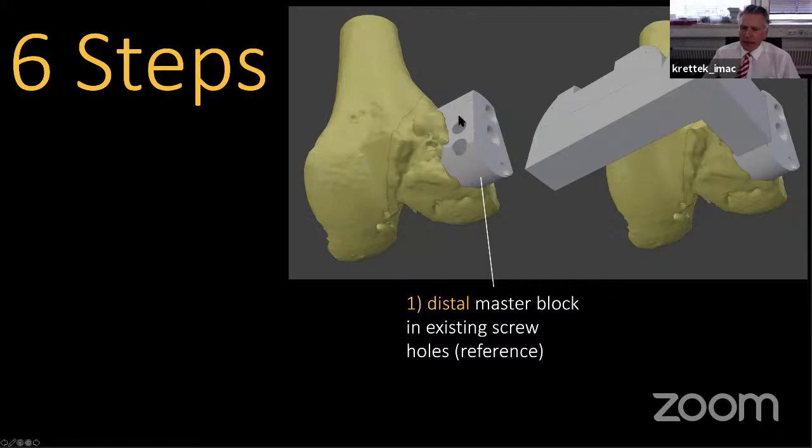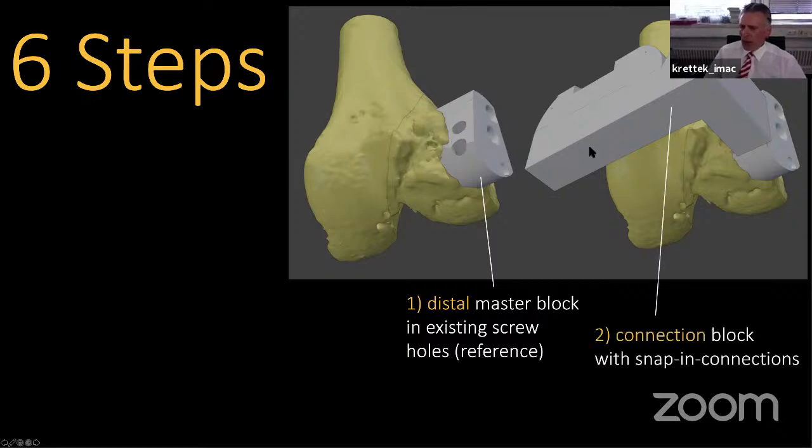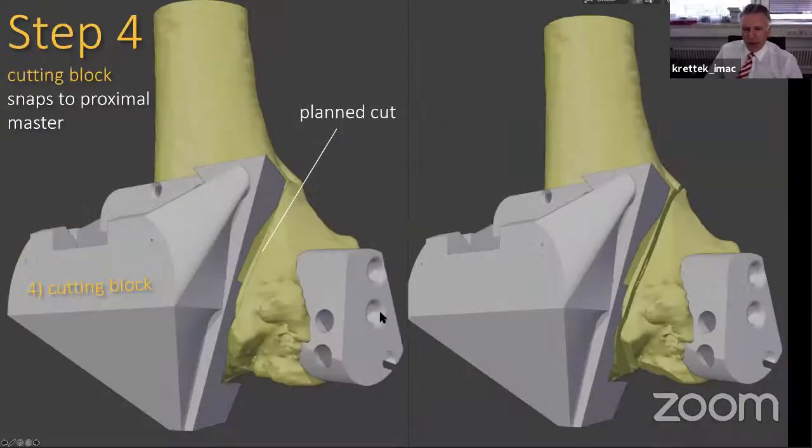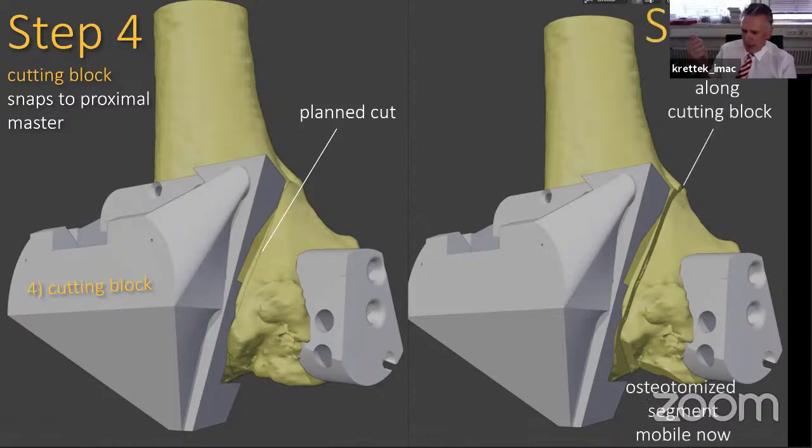Step number 1, we created the distal master block, and the distal master block was perfectly complementary in shape to the distal malunited fragment. It is nice to reference because we just use the holes of the screws which were removed. Then we need a connection block to the proximal master block, and then we have 2 referenced structures on the bone. Step number 4 is adding a cutting block to the proximal master block, which nicely defines the cutting plane, and we can then virtually and in reality cut this bone very precisely, with not so much soft tissue disruption and not so much uncertainty, which we would have with normal planning and performance.